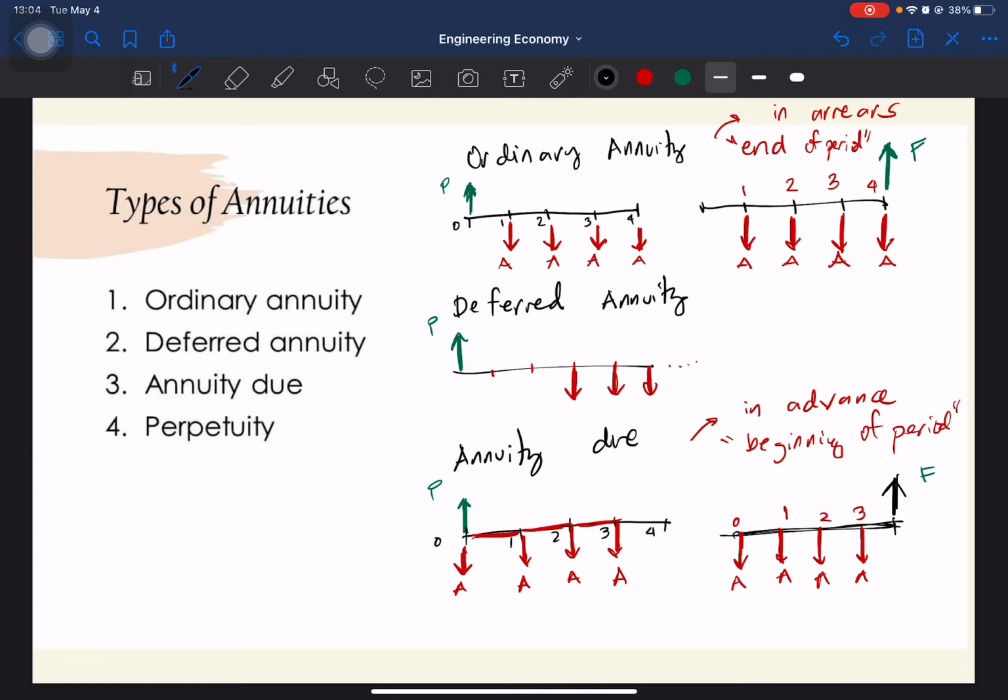And lastly, the perpetuity. The perpetuity ay galing sa word na perpetual. Ibig sabihin, not ending. Walang katapusan. Okay? So, ganito. Let's say you pay a single amount P and you receive equal amounts na hindi natatapos, not ending. Okay? Considered na walang katapusan. Perpetual payments. Okay? So, that's perpetuity.